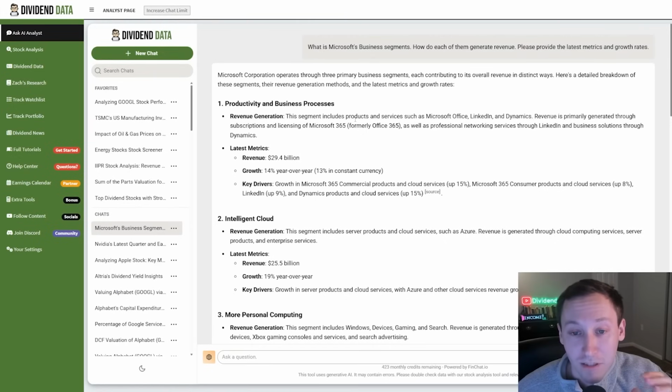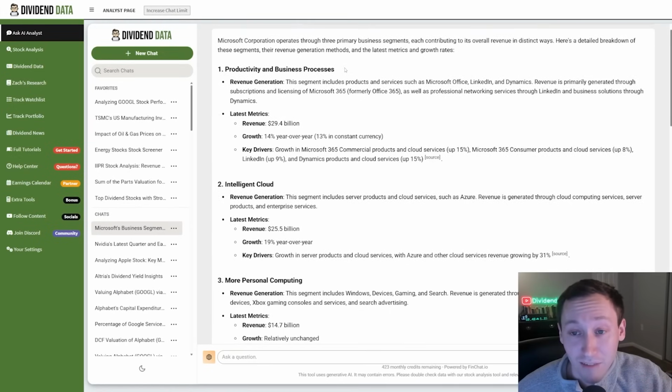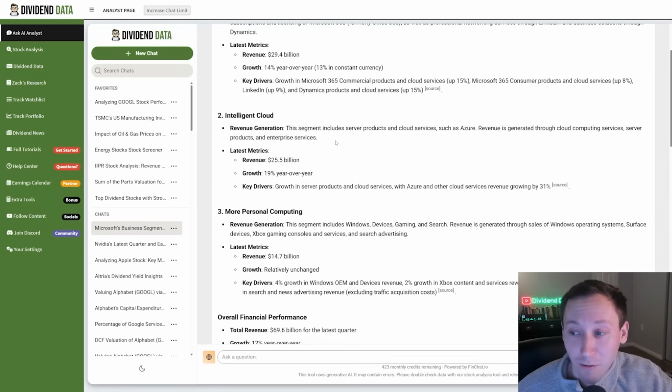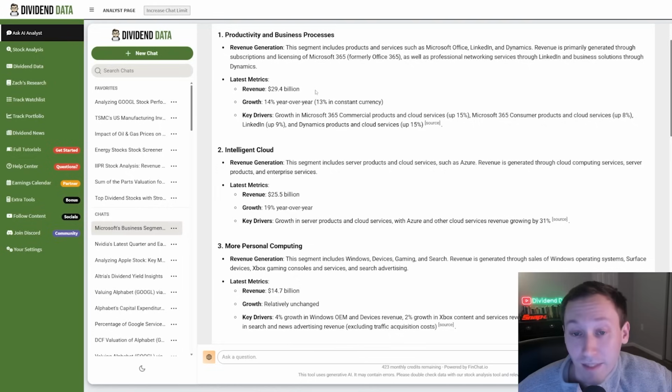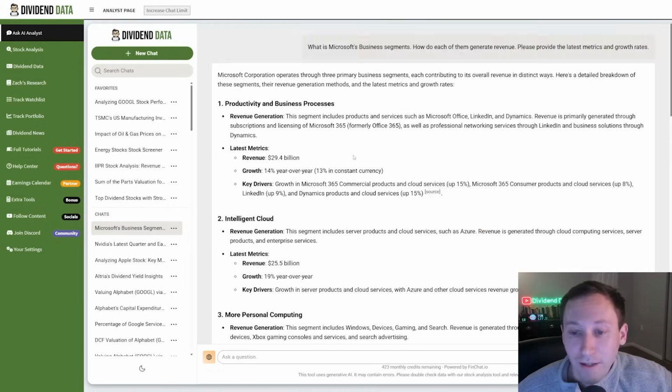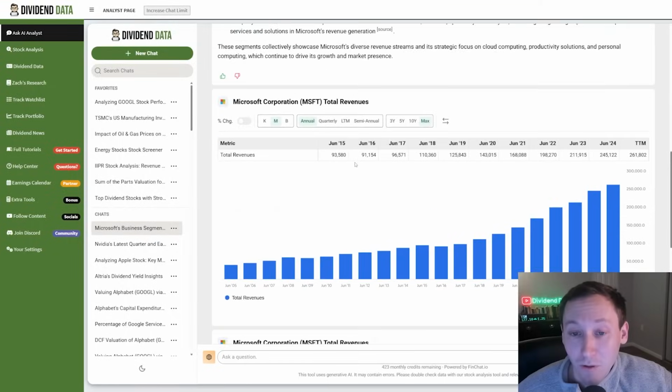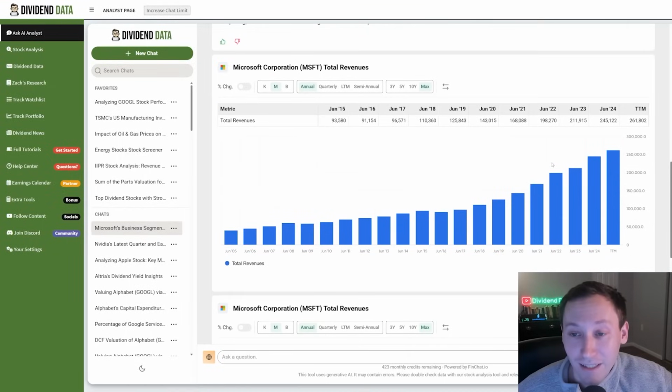So we can see Microsoft's 3 business segments. That's productivity and business processes with Microsoft 365, intelligent cloud with Microsoft Azure, and more personal computing with Windows, their personal computers, and Xbox. And based on my prompt, you can see their latest revenue, their growth rate year over year, and the key drivers in each category. And again, depending on what you prompt, you'll often get these nice embedded charts with it as well so that you can understand even more about the company.